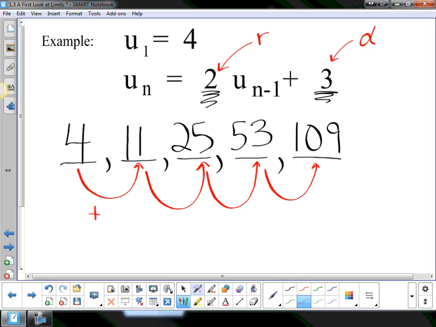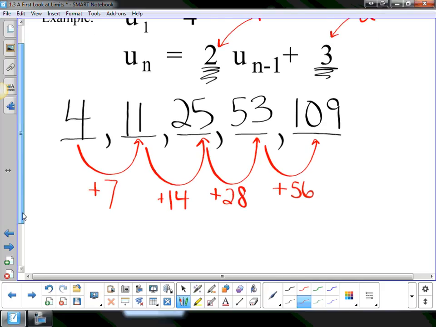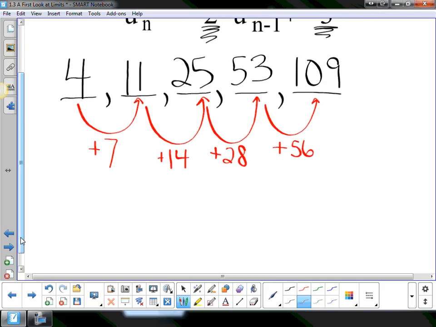So what is this growing by from 4 to 11? It goes up by 7. From 11 to 25, goes up by 14. Okay? From 25 to 53 is an increase of 28. And then finally, from 53 to 109 goes up by 56. So when you look at those differences in red, they're not the same. So we can clearly see that it's not an arithmetic sequence.